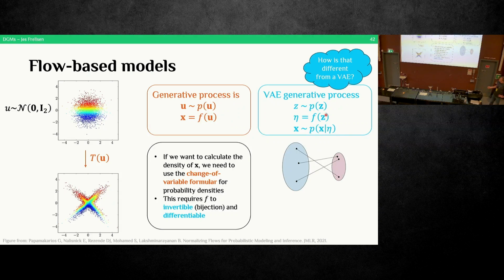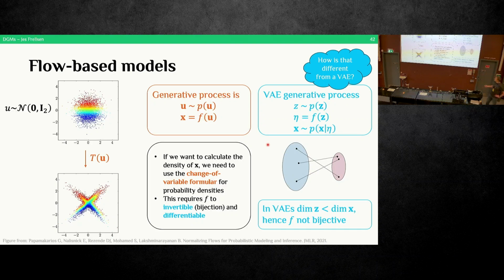So if we want to calculate the density of the x here, then we need to apply the change of variable formula for probability densities. And this requires that f is invertible, so it's a bijection, and it also requires that it is differentiable. A bijection basically means that there needs to be a one-to-one correspondence between the U space and the X space. If there is that, then we also have an invertible function, and then we also require it to be differentiable.